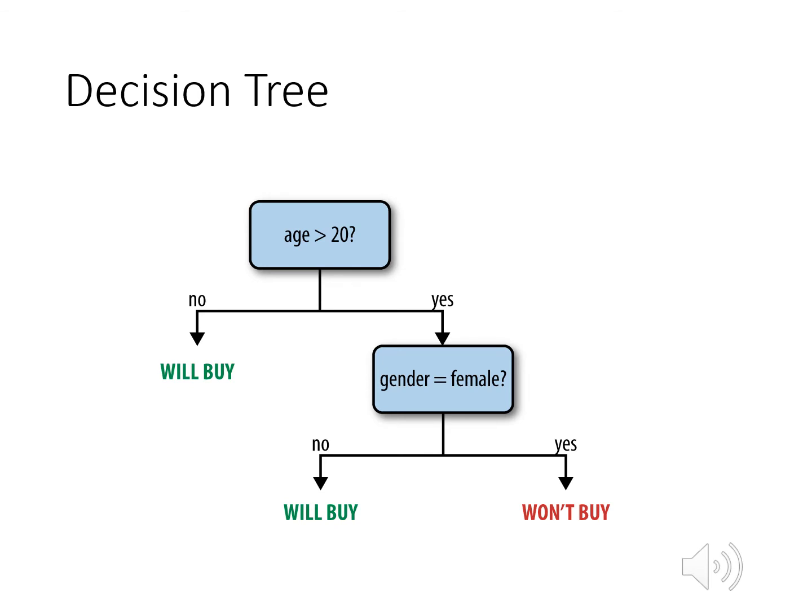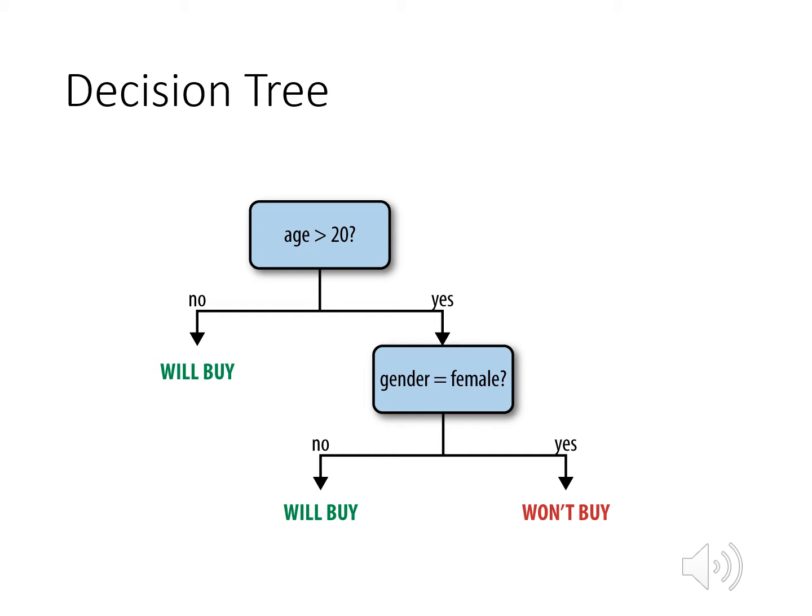Decision tree is a type of machine learning model. It represents the model in a tree of nodes. The nodes are decisions based on a feature of the data, and the leaf node represents a prediction. Here is a very simple example.